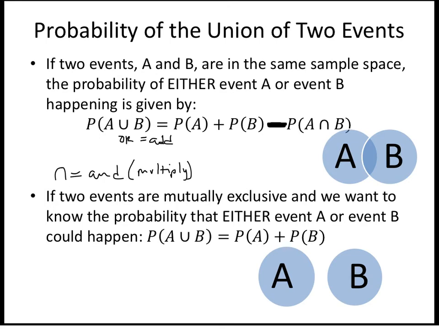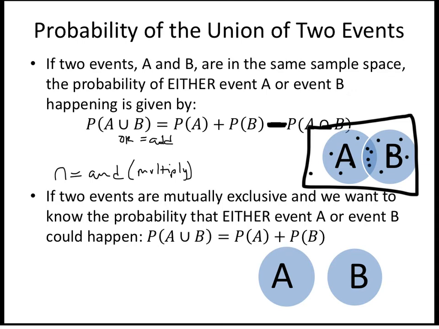I just noticed a typo here. And it's probability of A plus the probability of B minus the probability of their intersection. So what we're saying is, if we've got a sample space here, right? We've got all these different things in A, all these different things in B, and some of these things are in both A and B, okay?